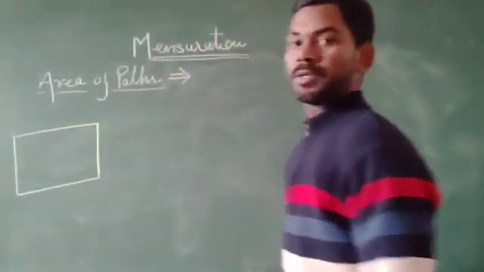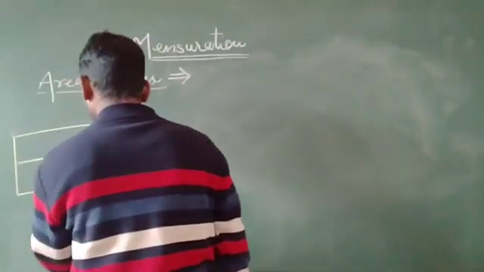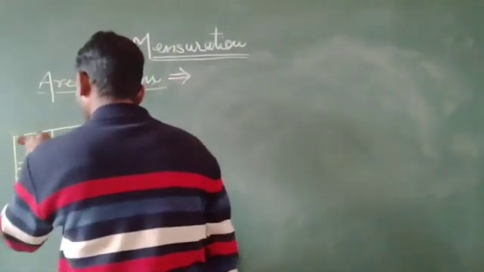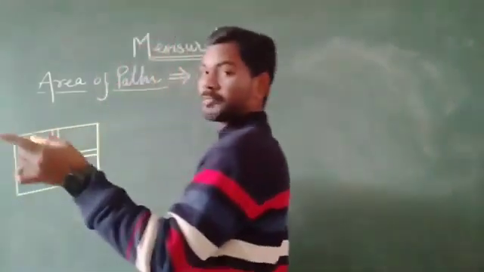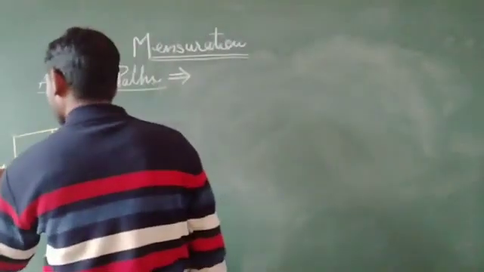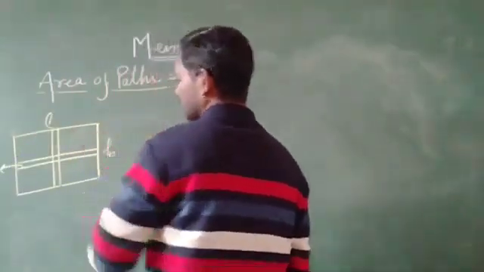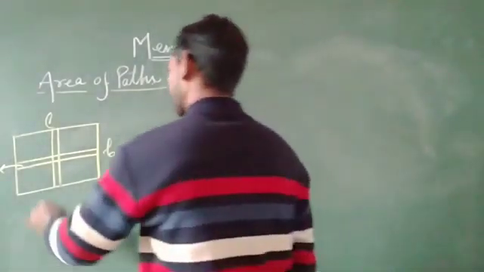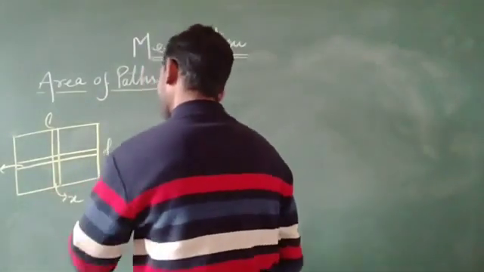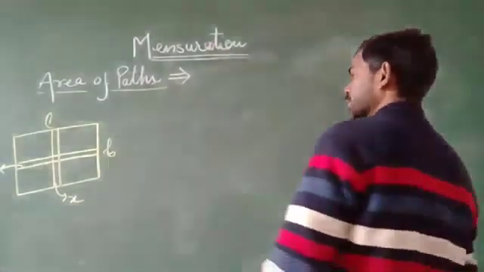So this is the rectangle, and these are the paths of the same thickness. Suppose that the thickness of this path is x, the length is L, and the breadth is b. Okay, the thickness of this path is x unit. So I hope the figure is clear. Now let us discuss it.